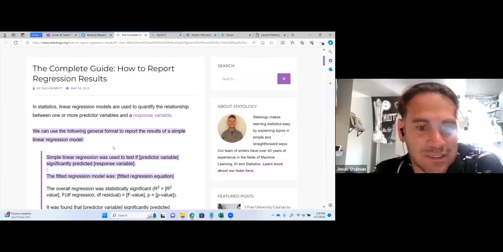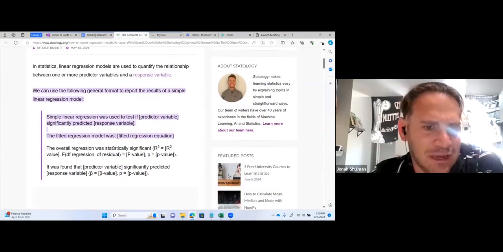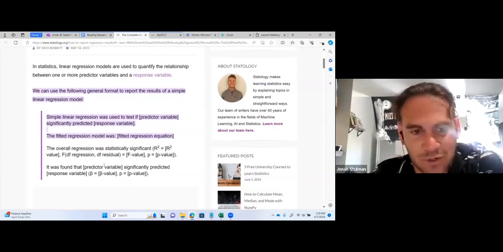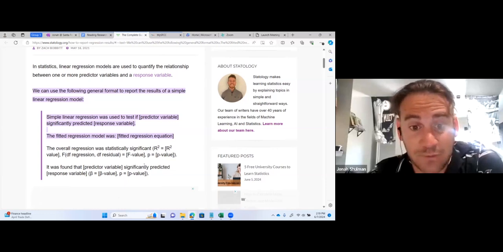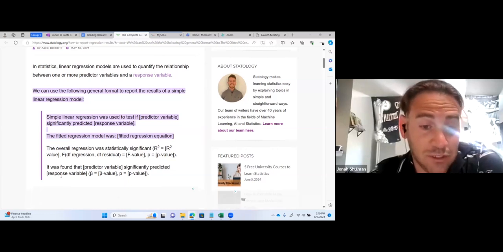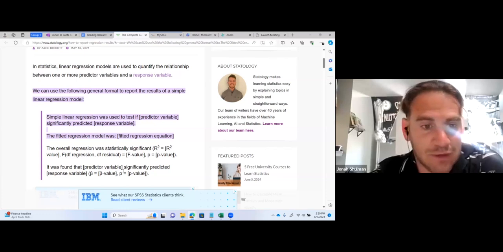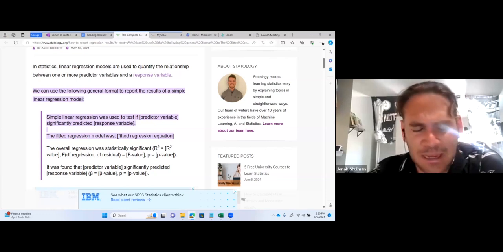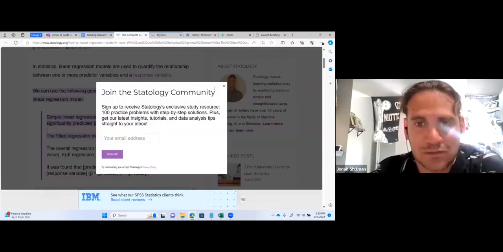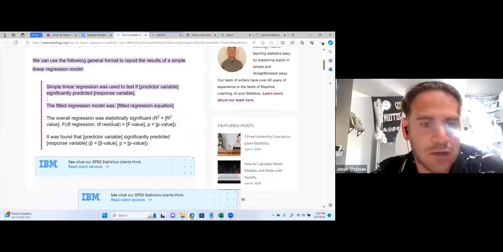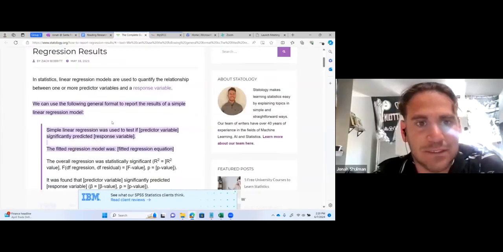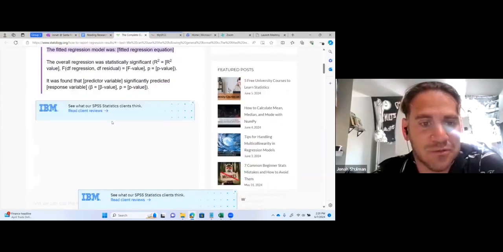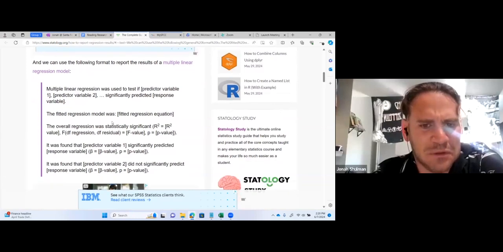So in case you want to know exactly how it's done, it was found that the predictor variable, in our case the exercise, significantly predicted the weight of folk. Then we got a B value and a P value. I'll go more into this, but that's how it's reported. Isn't that cool? We're going to do these by hand though.